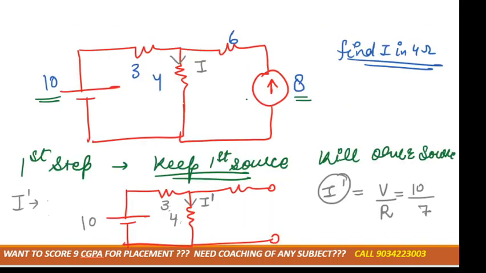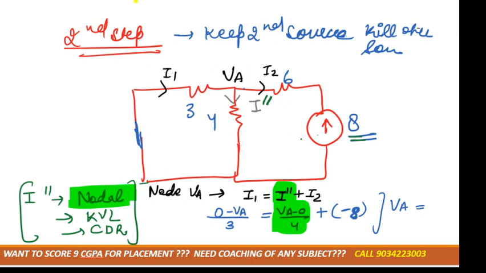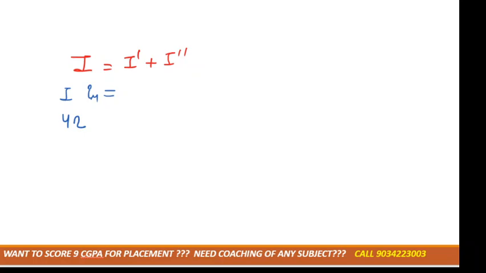And you can see that every time I mark the direction the same: in the original circuit, I is moving up to down, I dash is moving up to down, and I double dash is also moving up to down, right? If all the directions are the same, then the currents are simply added together. So it's preferable to always take the same direction. Got it?